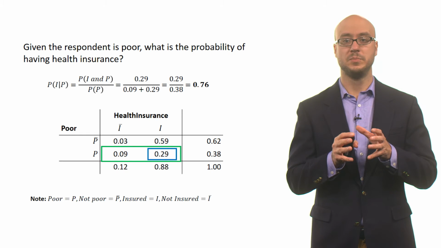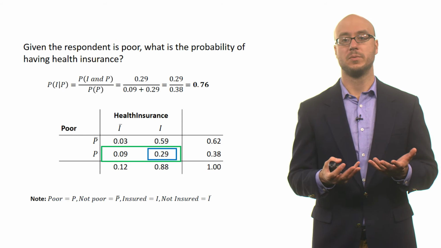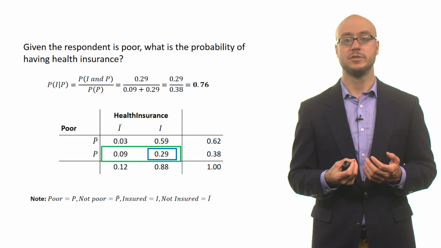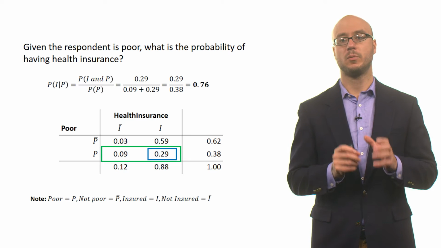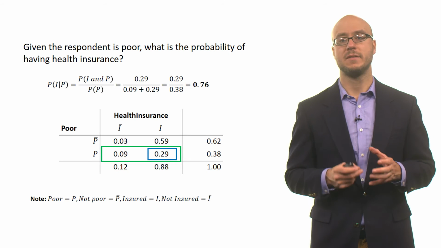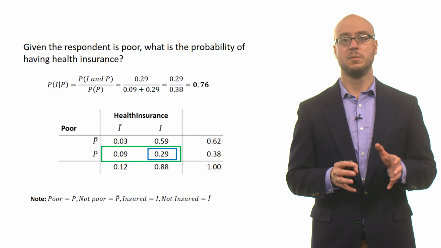So that joint probability is 0.29. To put it another way, 29% of the people in this data set are poor and have health insurance. And so to find the probability of I given P, we divide 0.29 by 0.38, and we get 0.76. So we can say, given the respondent is poor, what's the probability of having health insurance?